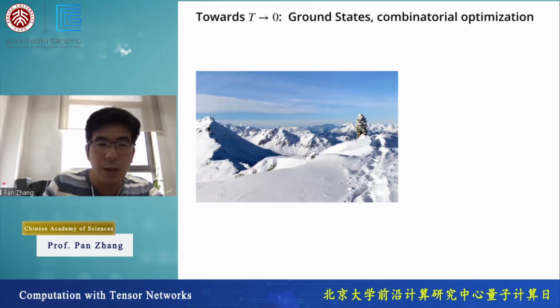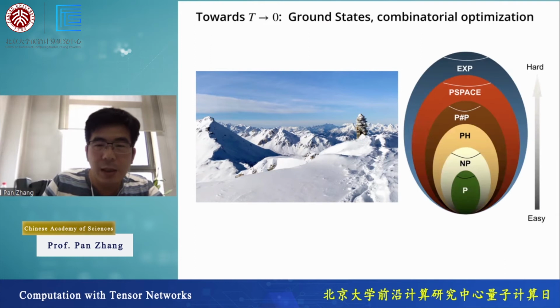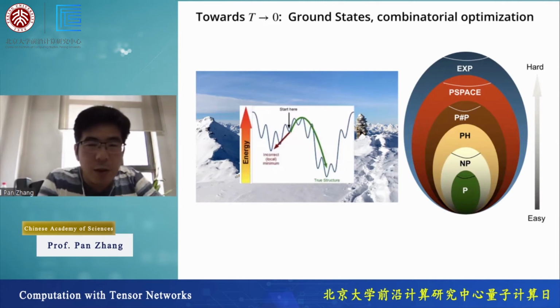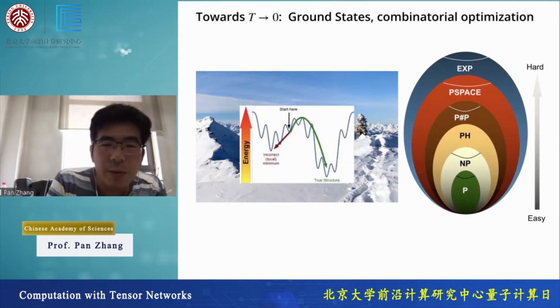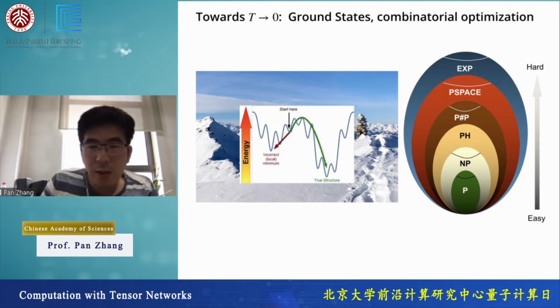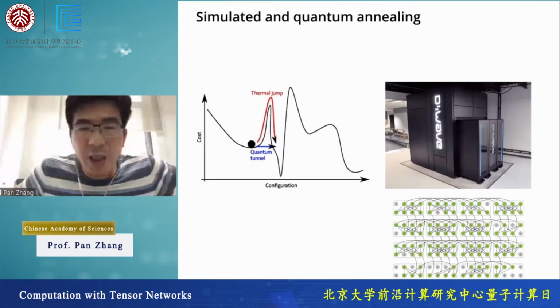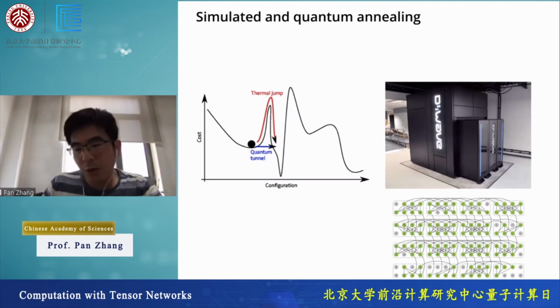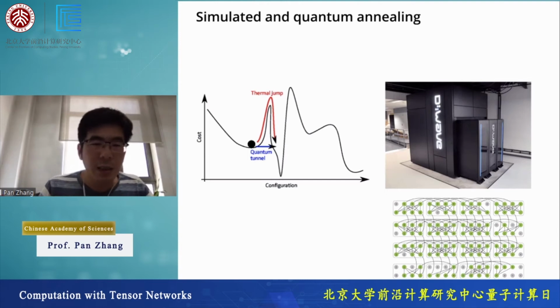These problems are similar to finding the lowest place in a very complex landscape, and it belongs to the class of NP. This problem is difficult because some trivial search algorithms will always get stuck in local minima instead of global minima. To overcome those local minima, people usually prefer to do some annealing scheme, either simulated annealing, which uses thermal fluctuations to cross the valleys, or quantum tunneling to go away from the local minimum.